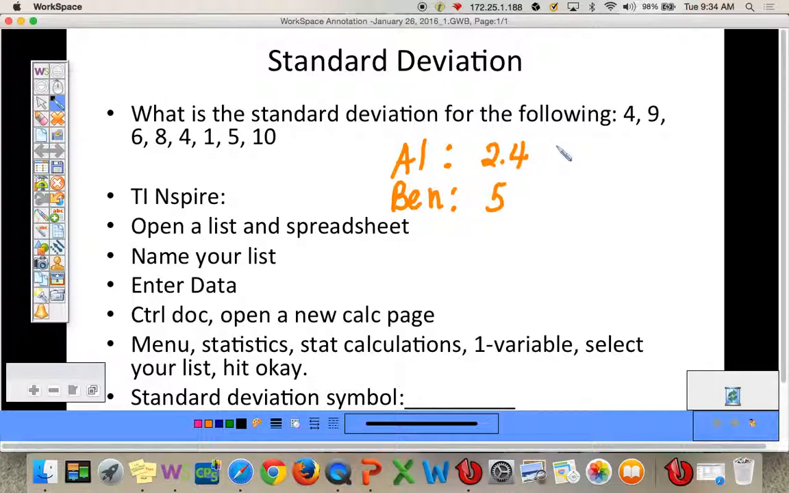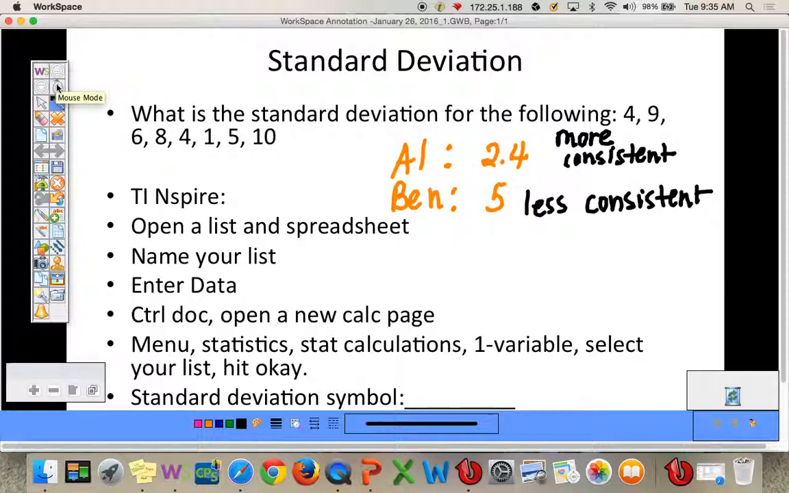So Al's scores are more consistent, less spread out, and Ben's are less consistent or more spread out. He could have a few A's, a few C's, maybe an F or so, and maybe Al is all C's. So that's what standard deviation means. It's the average distance from the average.